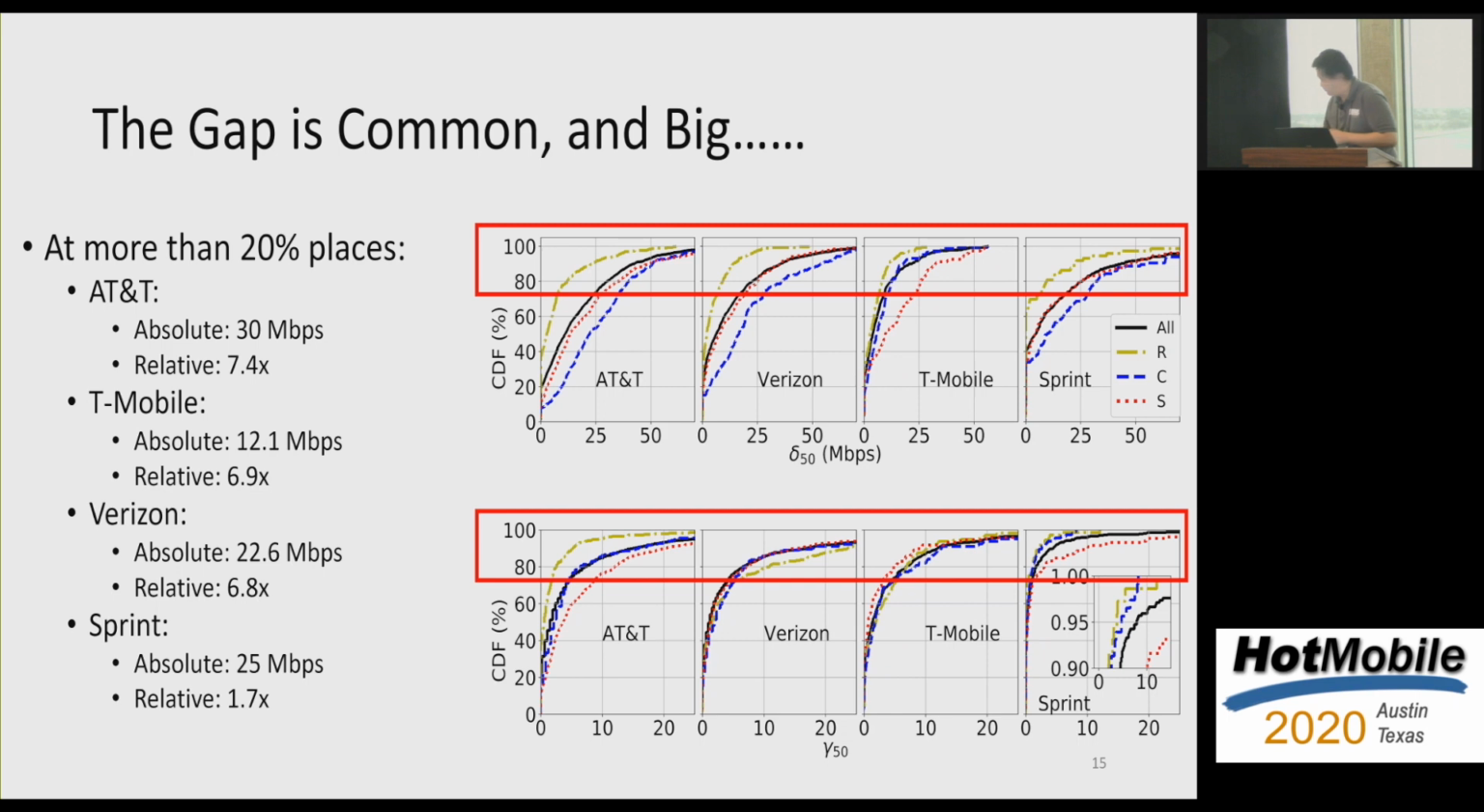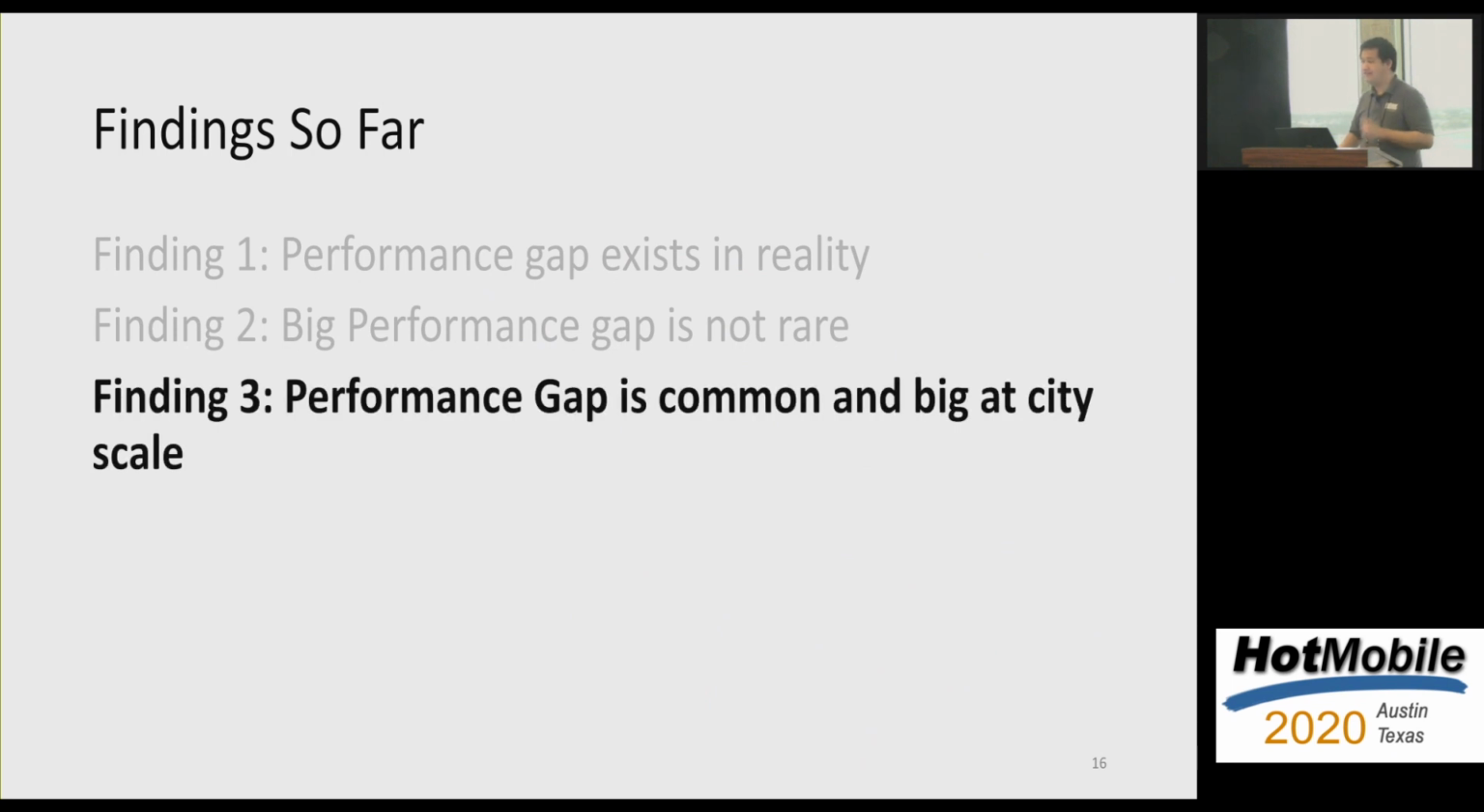For Sprint, the relative performance gap is pretty small. The reason is that Sprint can provide higher downloading speed, for example, over 100 Mbps, and that's why the relative gap is small, but the absolute performance gap is still big. So now we have finding 3, which is that the performance gap is common and big at city scale.